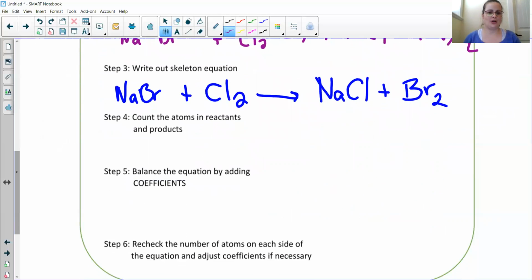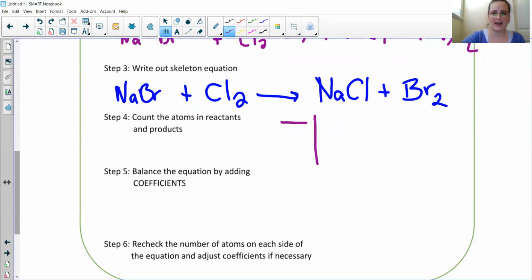Okay, so now you're going to count the amount of atoms in the reactants and the products. Now, you don't have to do the table. There's more than one way to do this. I prefer just counting and going through it and adjusting as I go. But I'm going to show you the table method as well, because it kind of helps.